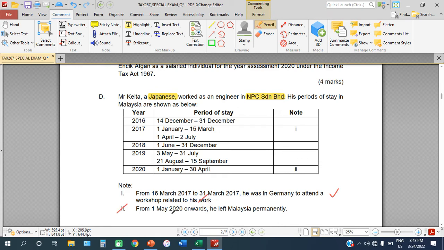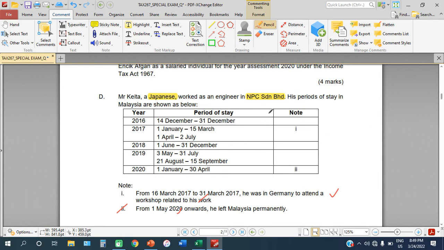Okay, note number 2: starting from 1st May 2020 onwards, he left Malaysia permanently. Okay guys, if you look at here, YA 2020, isn't it? Okay, go to this table. Look at the year 2020, and then look at the date here. Okay, he was in Malaysia from 1st January until 30 April. So obviously, he was no longer in Malaysia starting from 1st May onwards. Alright? Okay, done.